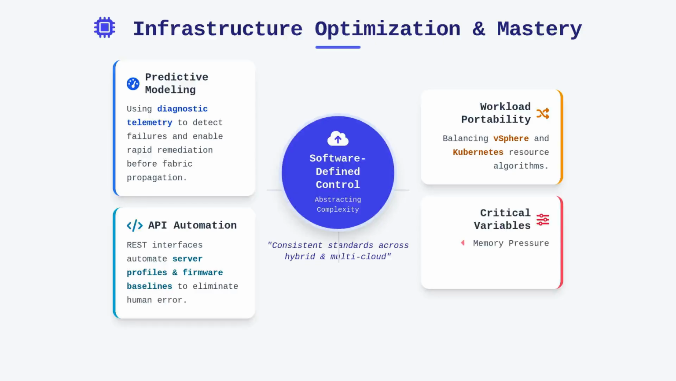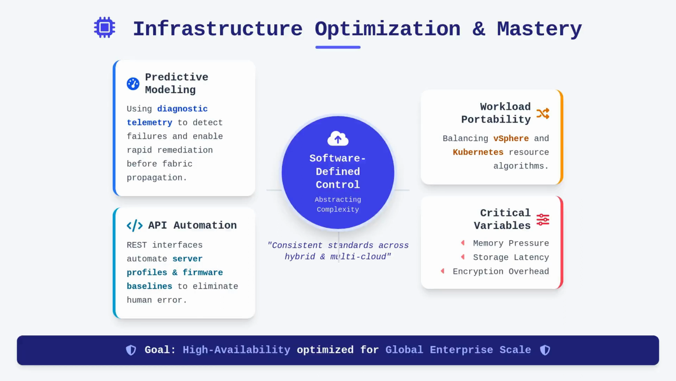These constraints, including memory pressure, latency and storage backplanes, and the overhead introduced by encryption, are the variables you will be expected to tune during rigorous deployment scenarios. Maintaining alignment with these best practices ensures that the resulting infrastructure is not just functional, but optimized for the high availability requirements inherent in global enterprise scale.